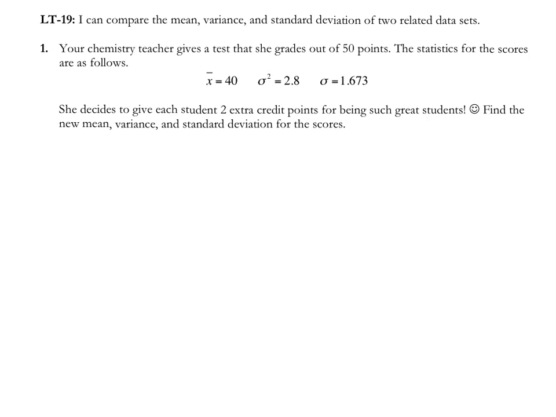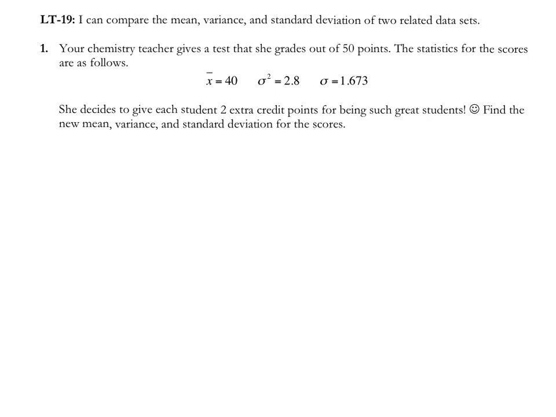Learning Target 19 says I can compare the mean, variance, and standard deviation of two related data sets. So what I mean by two related data sets are, suppose you start with one data set and you add the same number to each number in the data set, or suppose that you take a data set and you multiply each number in the data set by the same number. How does that impact the mean, the variance, and the standard deviation? So let's do one example of each of those.